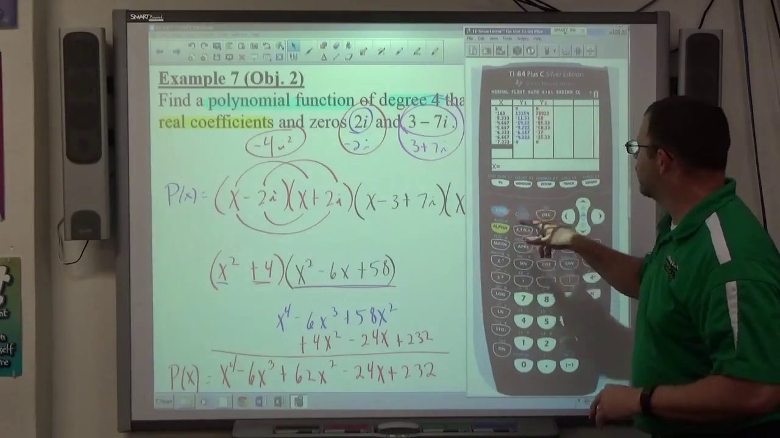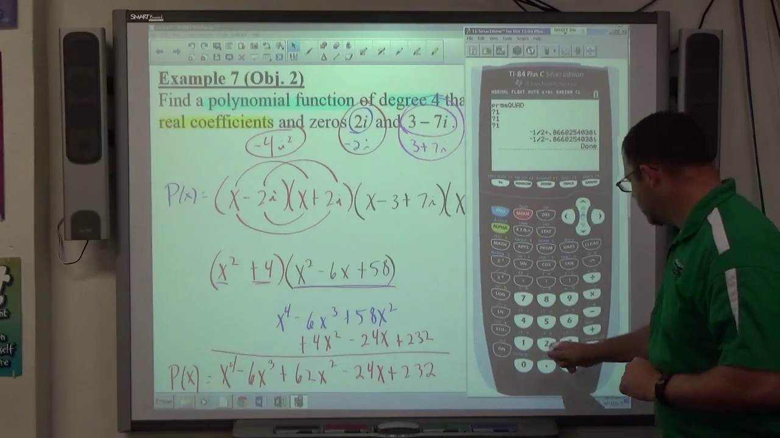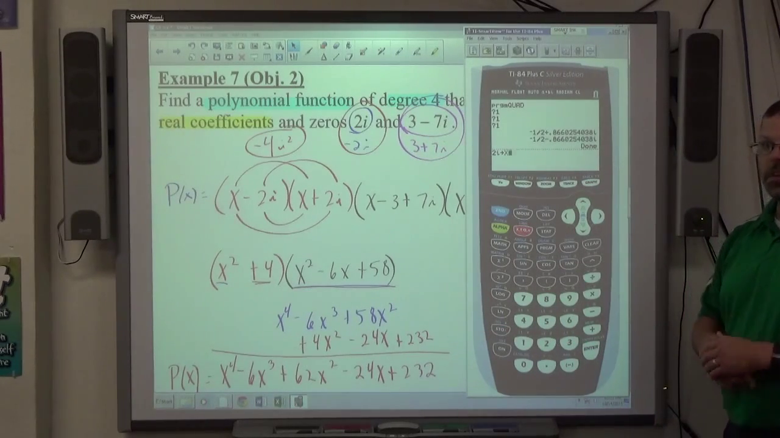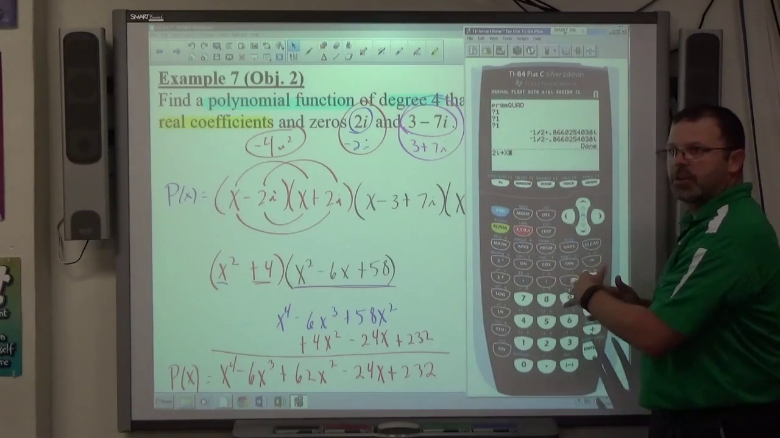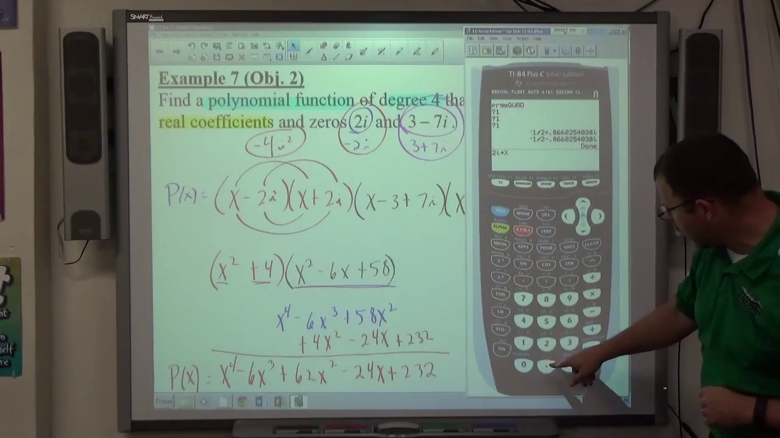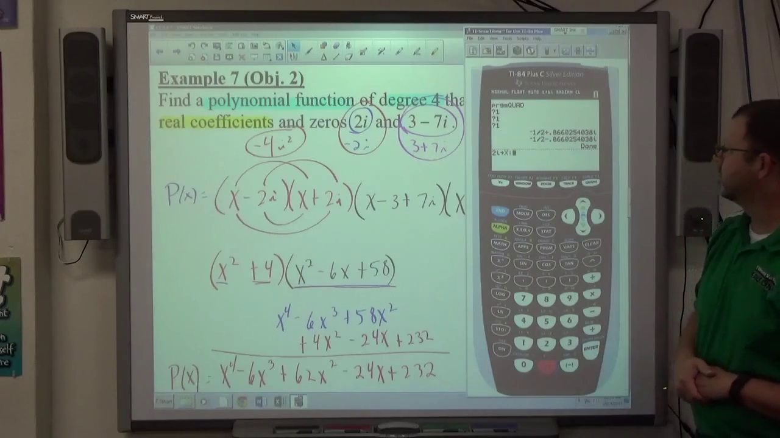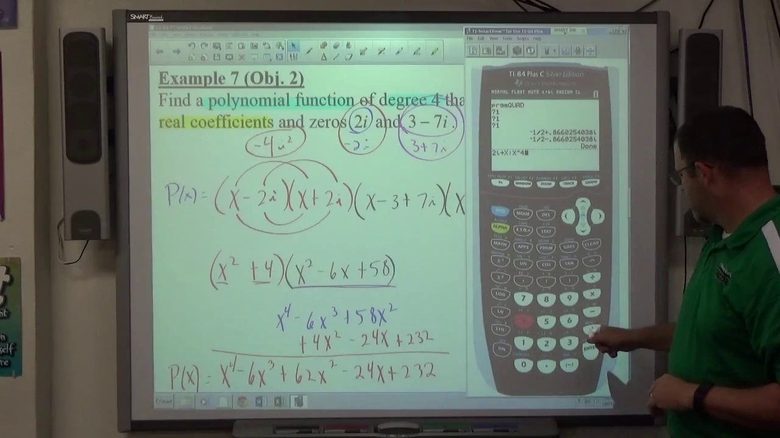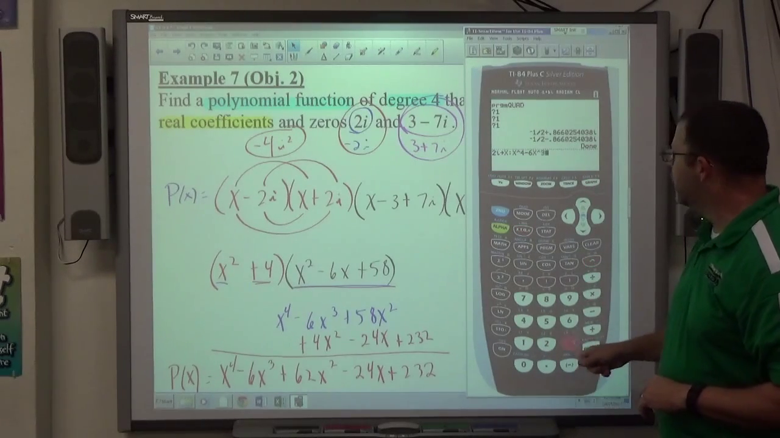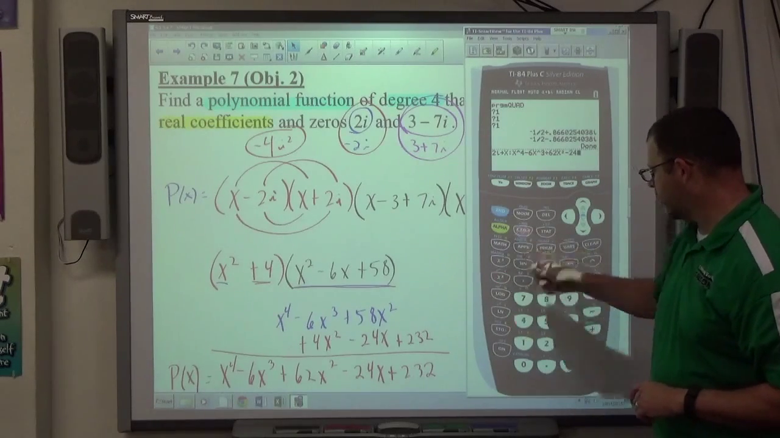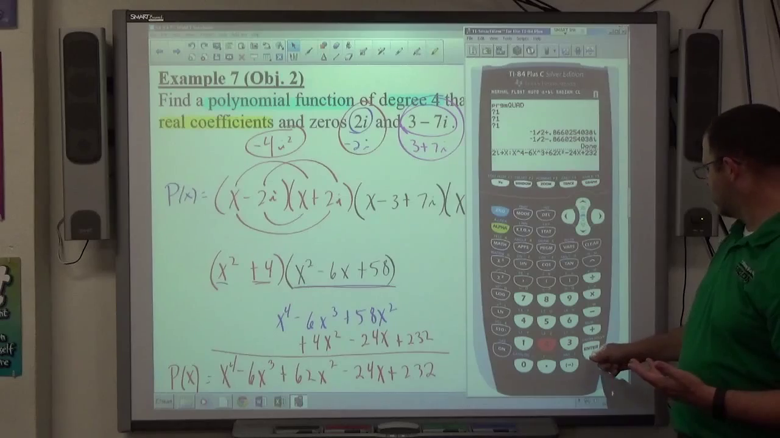All right, so what I'm going to do is type in 2i store x. If it's an imaginary, you can't put imaginaries in the table, it doesn't like that. So 2i store x. What you're doing now is telling the calculator, anytime I hit the x button, it's 2i. And then I'm going to put in a colon, which is alpha this thing. And then I'm going to type in my function: x caret 4 minus 6x caret 3 plus 62x squared minus 24x plus 232. And it should equal 0.